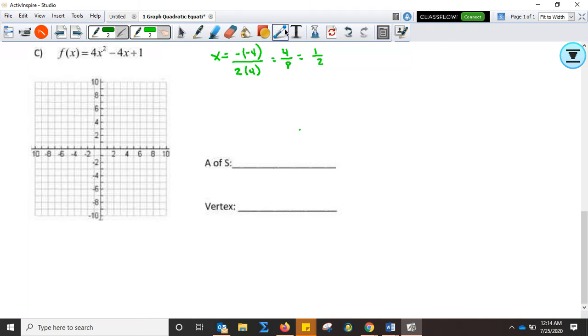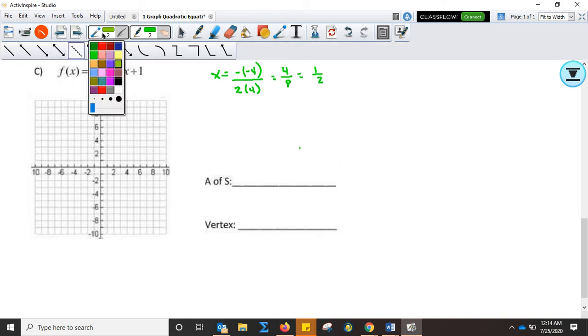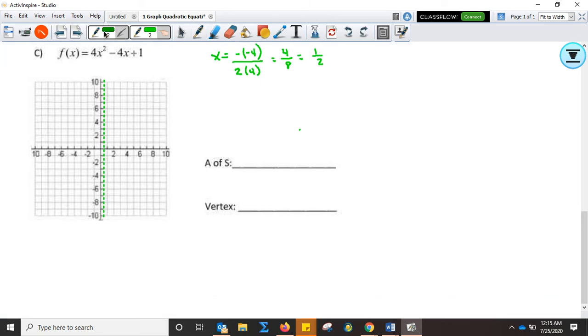So let me draw that axis of symmetry in. Okay, 1/2. So it's going to look a little something like that. Okay, so that's your axis of symmetry. Now let's find our vertex.